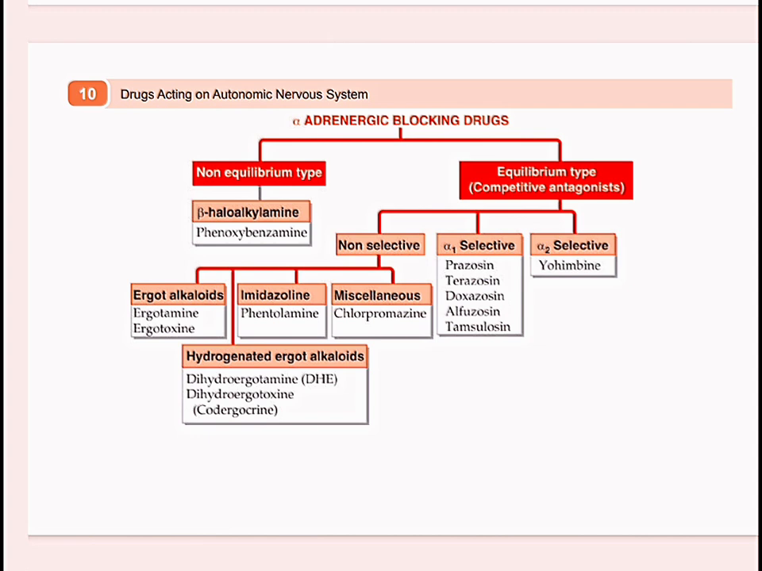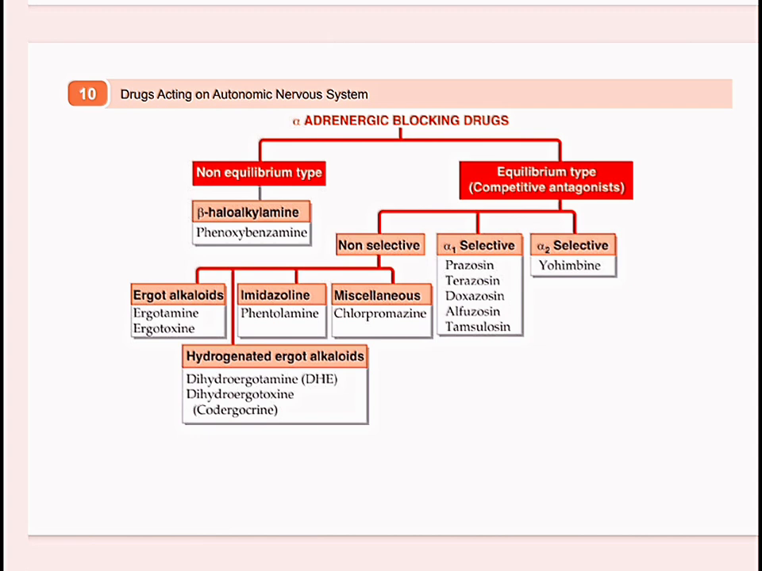So first of all we see the alpha blockers or alpha adrenergic blocking agents. We can see here they are divided into two portions, that is non-equilibrium type and equilibrium type. We also call the latter the competitive antagonists. In non-equilibrium type, there is one class of drug, that is beta-haloalkylamine, and the drug name is phenoxybenzamine. Then competitive antagonists are again divided into three parts, that is non-selective, alpha 1 selective and alpha 2 selective drugs. In non-selective, ergot alkaloids, hydrogenated ergot alkaloids, imidazolines and miscellaneous drugs are involved.